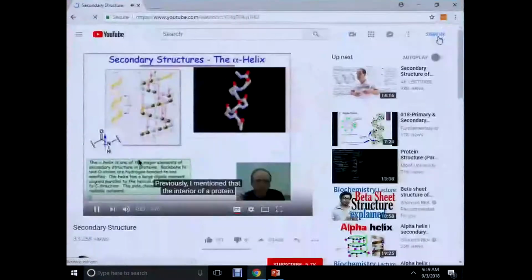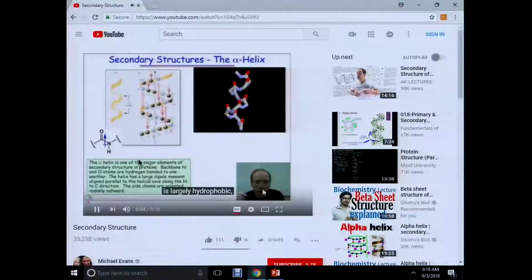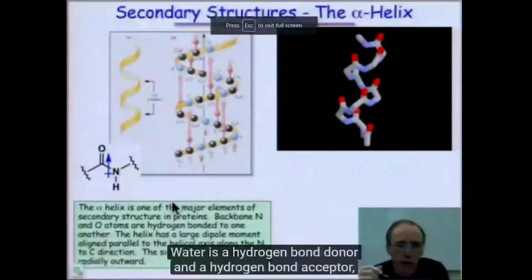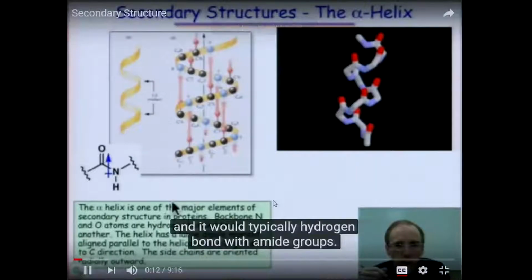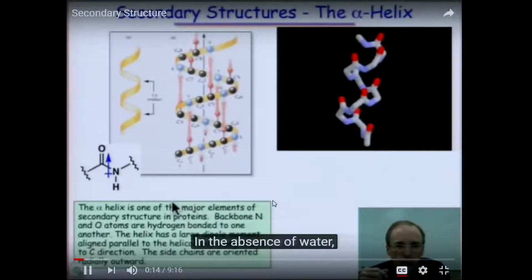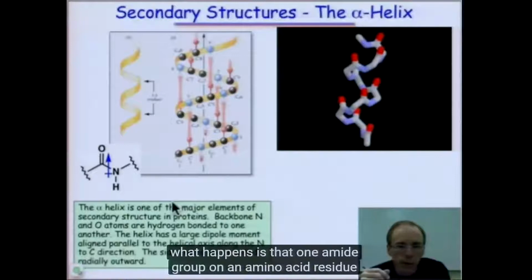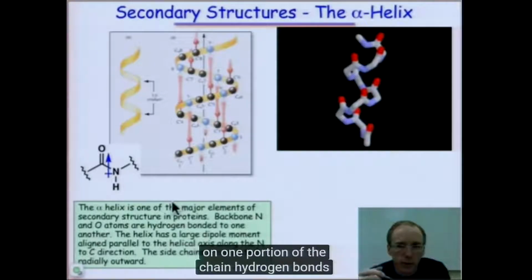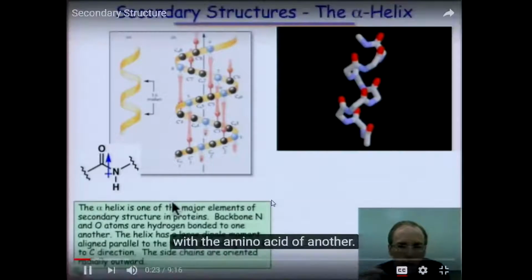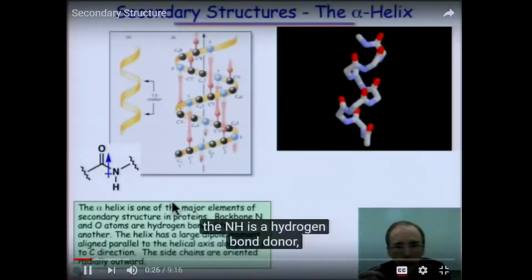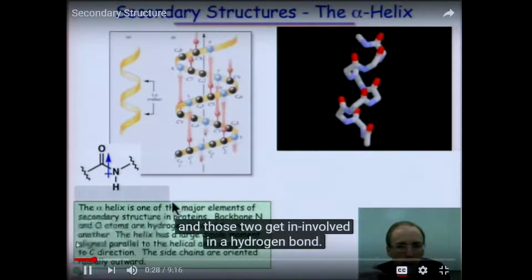Previously, I mentioned that the interior of a protein is largely hydrophobic, meaning that there's almost no water to be found there. Water is a hydrogen bond donor and a hydrogen bond acceptor, and it would typically hydrogen bond with amide groups. In the absence of water, one amide group on an amino acid residue on one portion of the chain hydrogen bonds with the amino acid of another. The carbonyl is a hydrogen bond acceptor, the NH is a hydrogen bond donor, and those two get involved in a hydrogen bond. Now, this is the one that you already know about, the hydrogen bond.